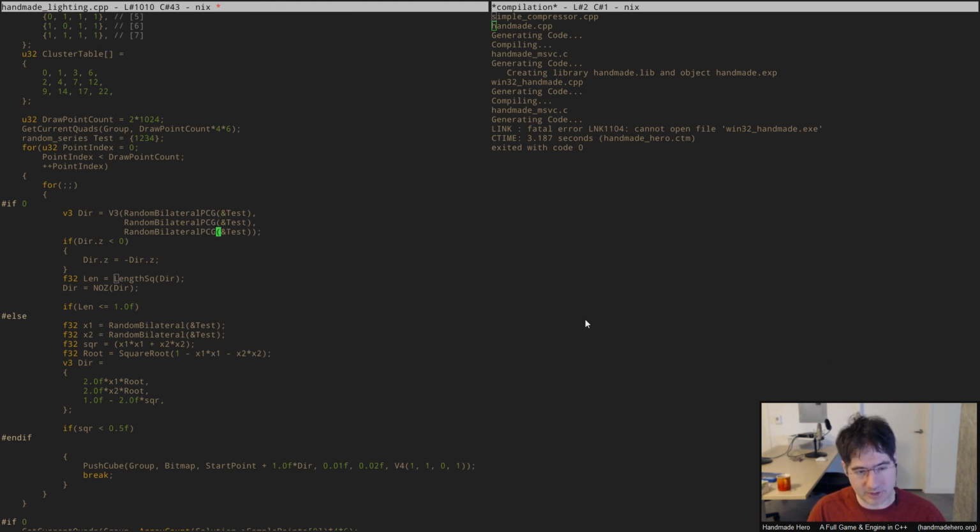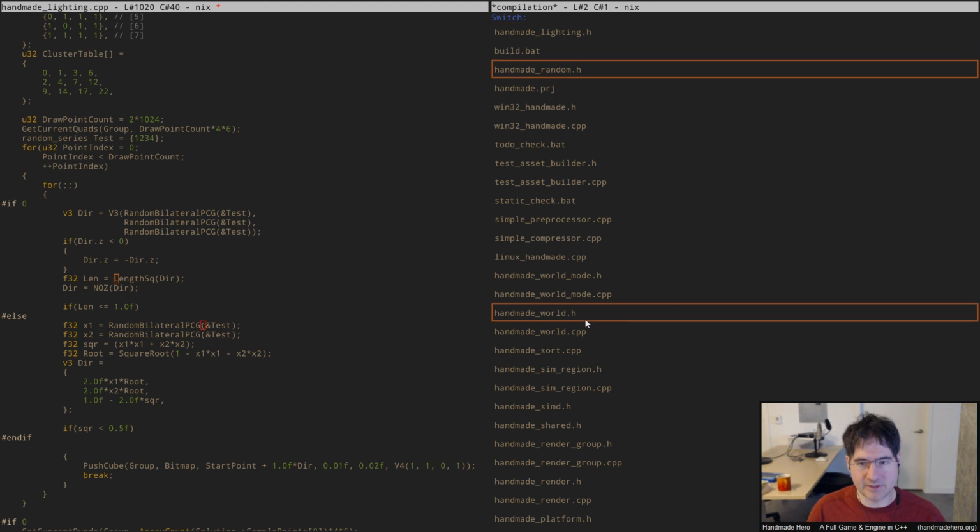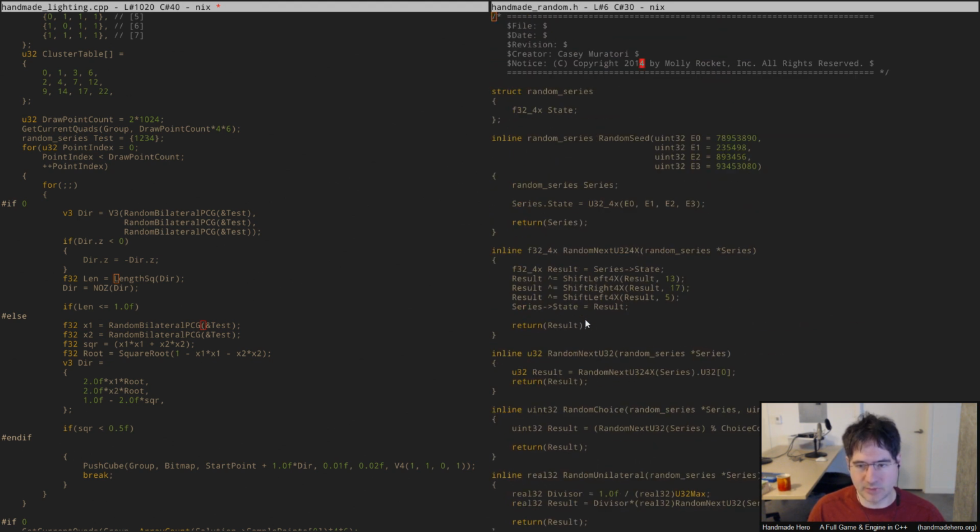I don't know what I want to call this exactly. But in our randomness, we have this one, which is just using an XOR shift. And what I want to do is create a different one, that does the PCG version. And in order to do that, let's say we've got a random series PCG here or something.